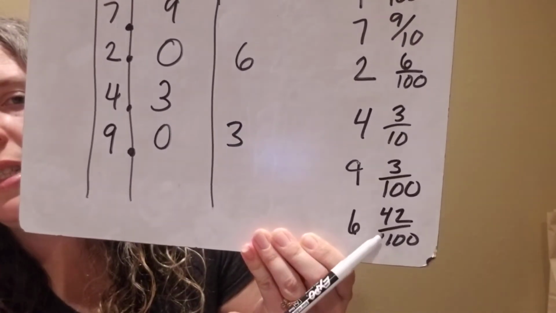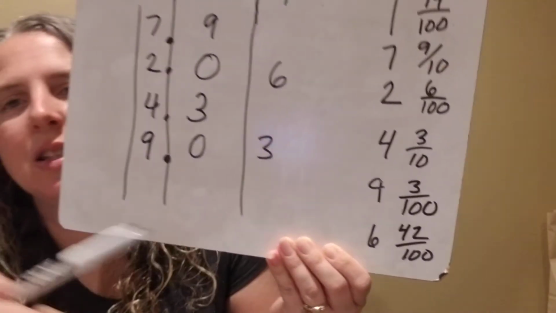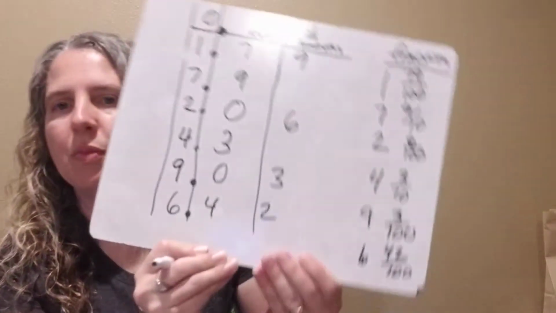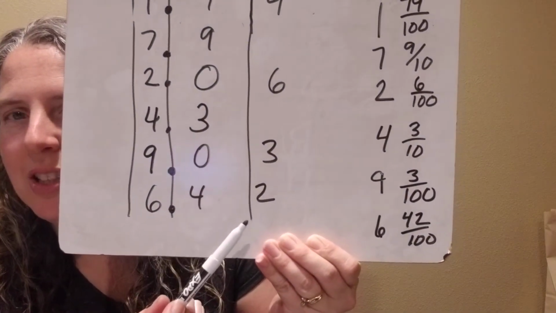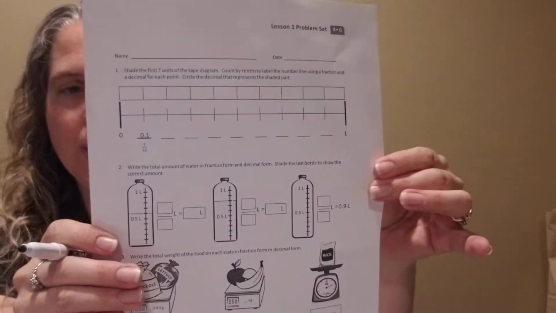Read this one out loud. 6 and 42/100. Write it into your decimals, into your place value. 6 and 42/100. Good. All right, let's try the front side of this page. Okay, this one looks different than what we've done. All they're doing is using decimals in a different way.